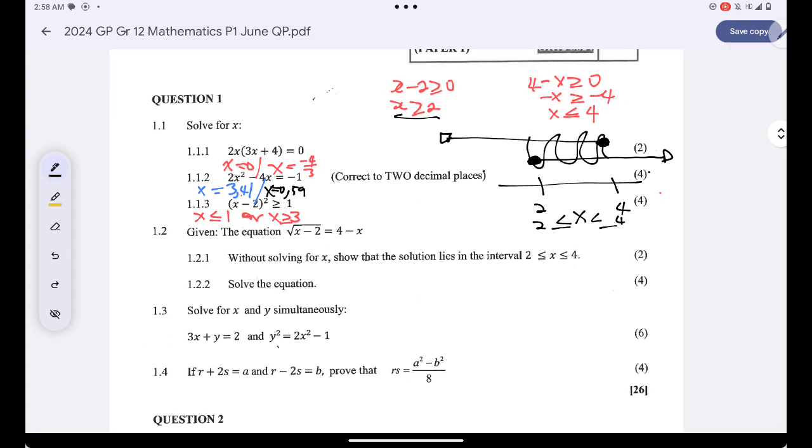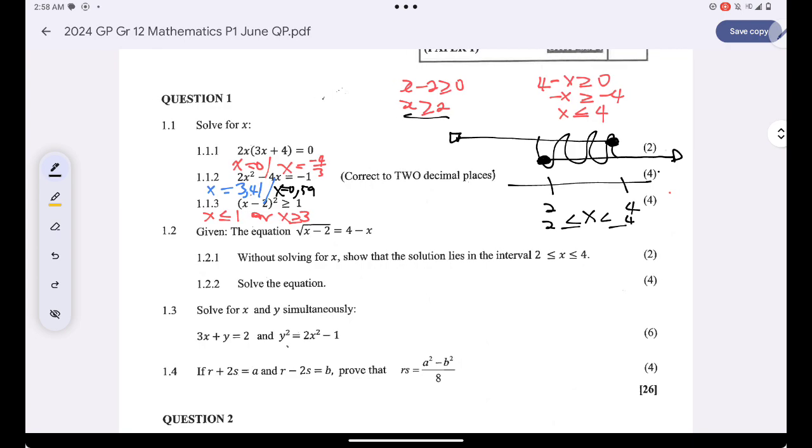And then question 1.2.2, they say solve, né?